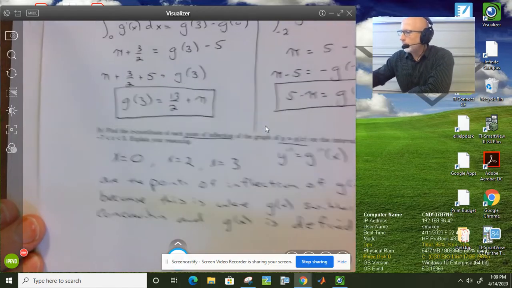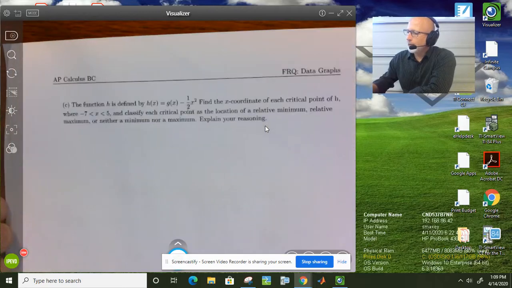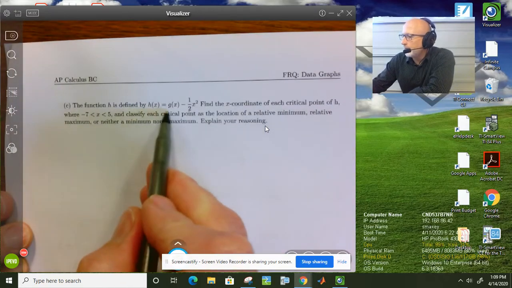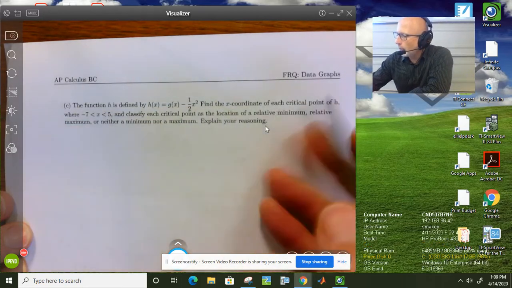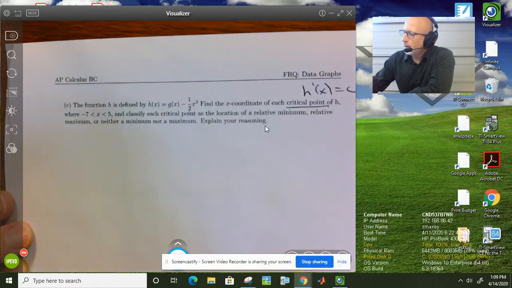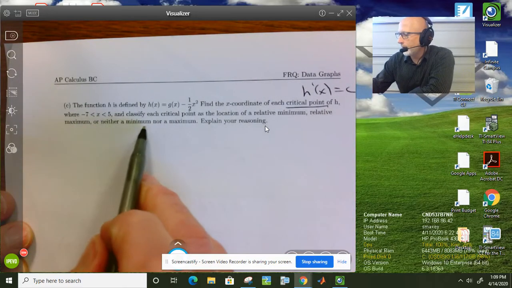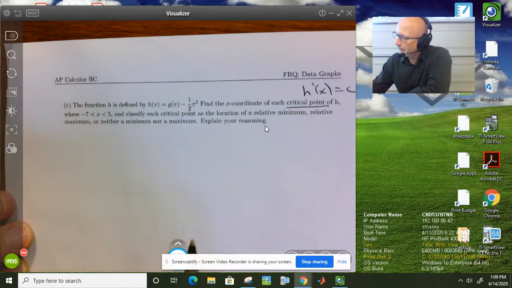Okay, next, the backside. The function h is defined by h of x equals g of x minus 1/2 x squared. Find the x coordinate of each critical point. Once again, h prime of x will be equal to 0 from -7 to 5, and classify each critical point as a minimum, relative maximum, or neither. Explain your reasoning.